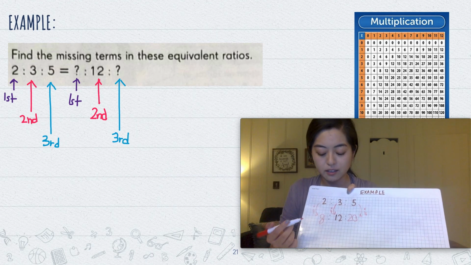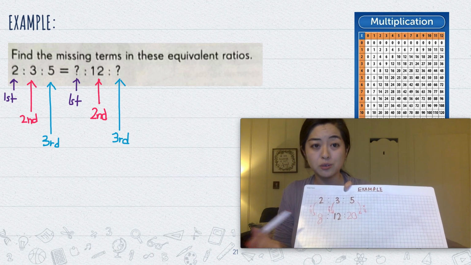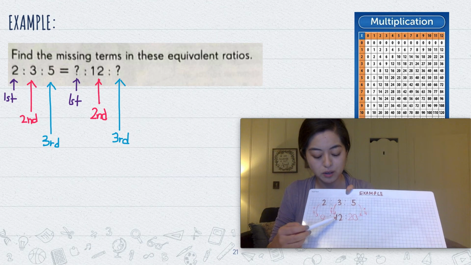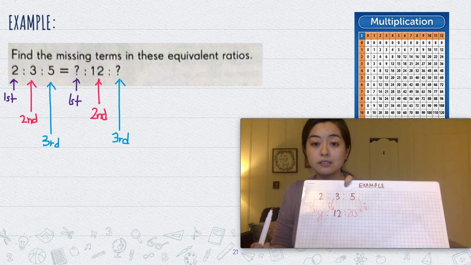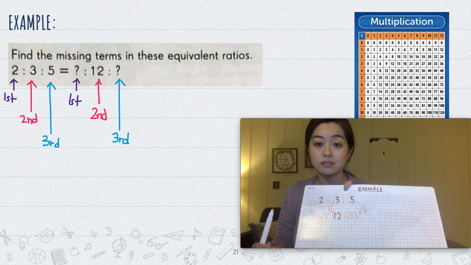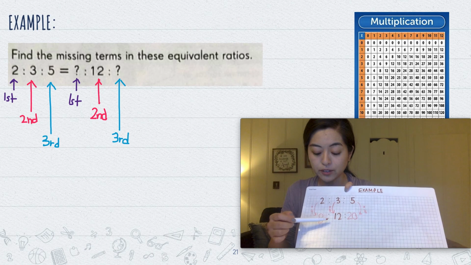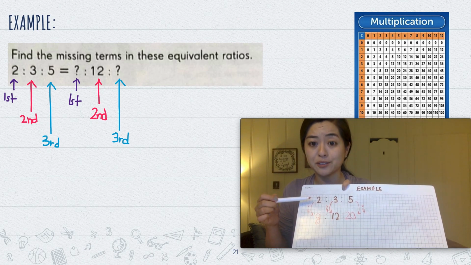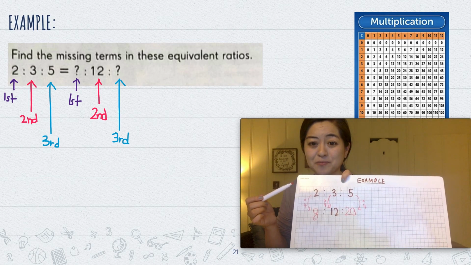It's 20. Okay, so my new ratio is 8 to 12 to 20. Okay, and we don't need to simplify it because in this case we're finding the missing terms in these equivalent ratios. And if we simplify it, all we need to do is divide by 4 and we're going to get our original ratio again. Okay?